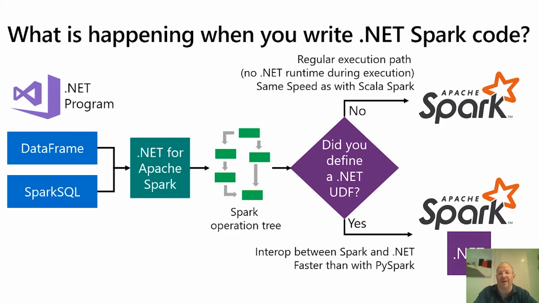If you have a user-defined function, then you will be using Scala Spark for all the non-user-defined parts, but then it will use interop between Spark, JVM, and .NET to actually give you the execution of that user-defined function. Now, as I mentioned earlier, our goal is to be equally as fast or faster than with PySpark, and so we'll take a look at that in a minute when we look at the performance.